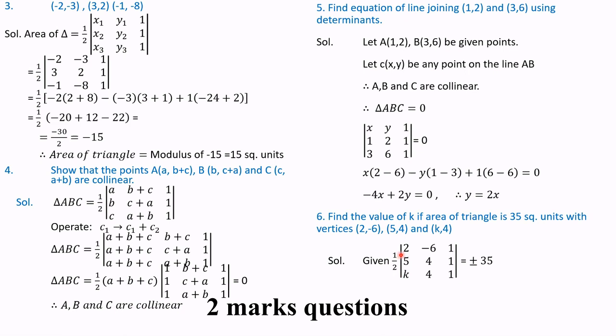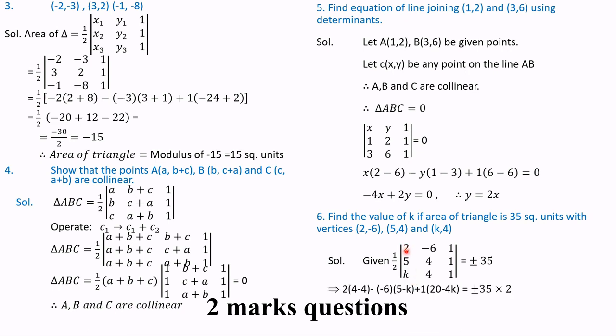Therefore, substituting the values of x1, x2, x3, y1, y2 and y3, we get 2, minus 6, 1, 5, 4 and 1 from here, and the third row is k, 4, 1, and the area of the triangle is given as 35 square units. So that is written on the right hand side, plus or minus 35. So here all are known numerical numbers, only k is an unknown. We have to find the value of k.